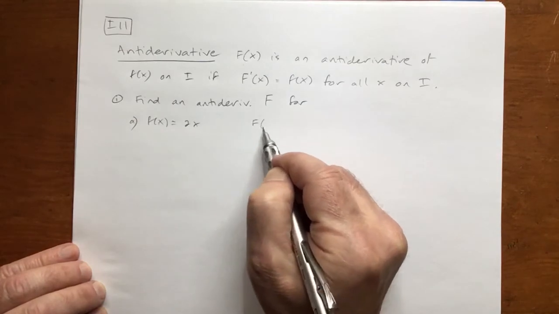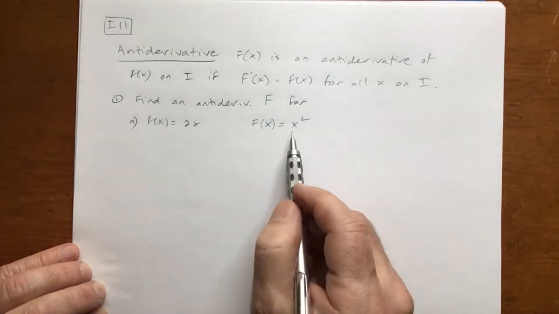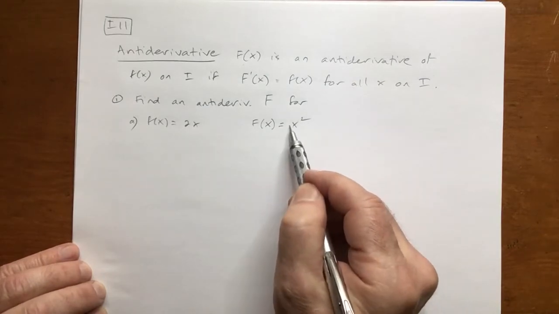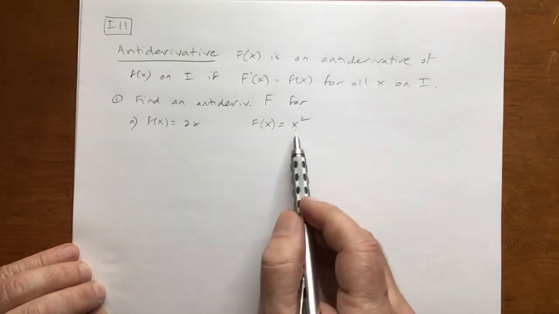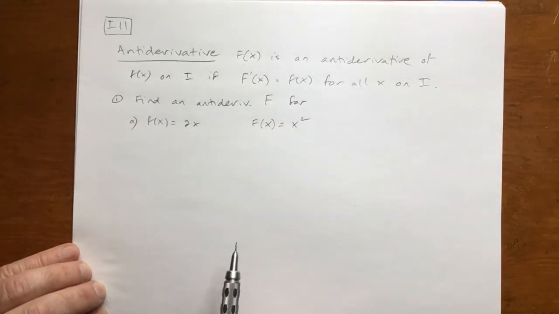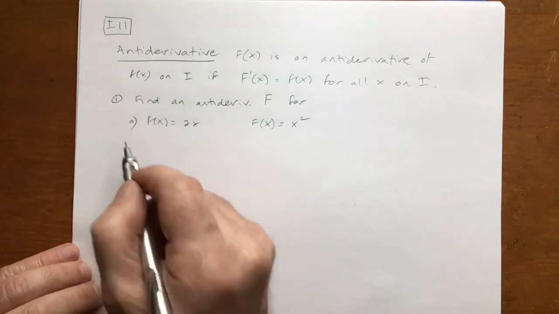And this looks like a power function. Capital F of x would be x squared, because we would pull that down, decrease it by 1, and get this. And so we'll see a pattern with the power functions. I think we've already seen this. And we'll come up with a general rule for antiderivatives.